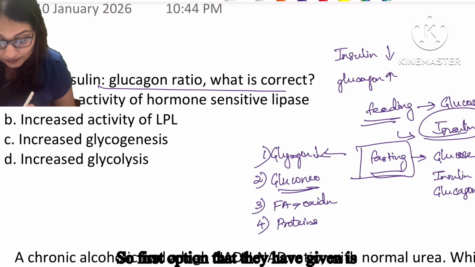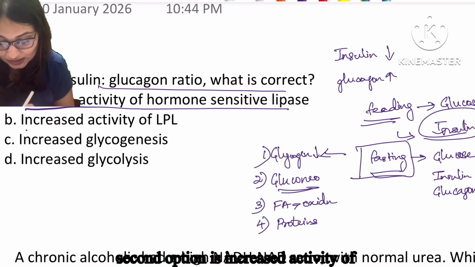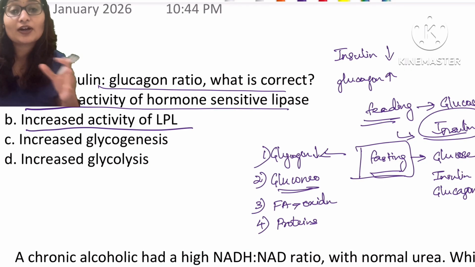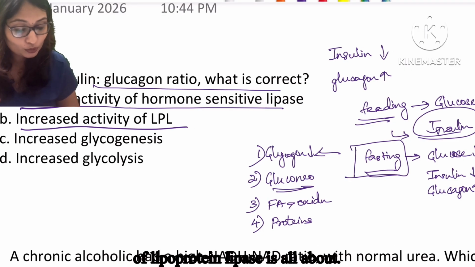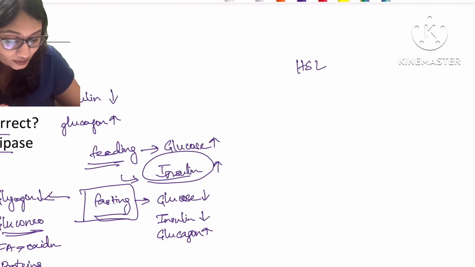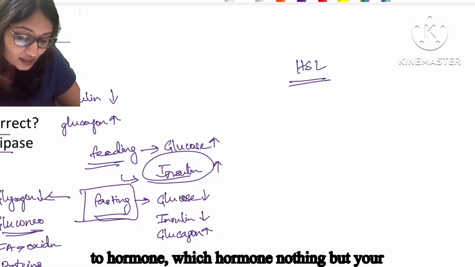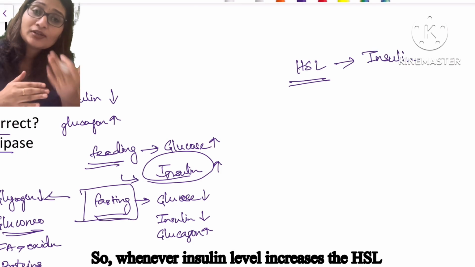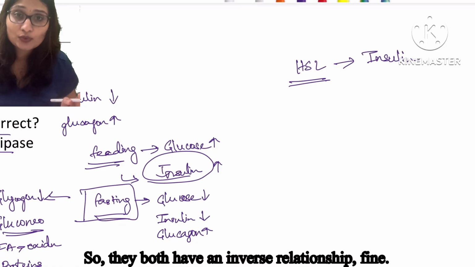The first option that they've given is increased activity of hormone sensitive lipase, and the second option is increased activity of lipoprotein lipase. Now we'll have to look at what the function of hormone sensitive lipase and lipoprotein lipase is. So let's see what is HSL. HSL, as the name indicates, is sensitive to hormone. Which hormone? Nothing but your hero here, which is insulin. Whenever insulin level increases, the HSL level drops. So they have an inverse relationship.